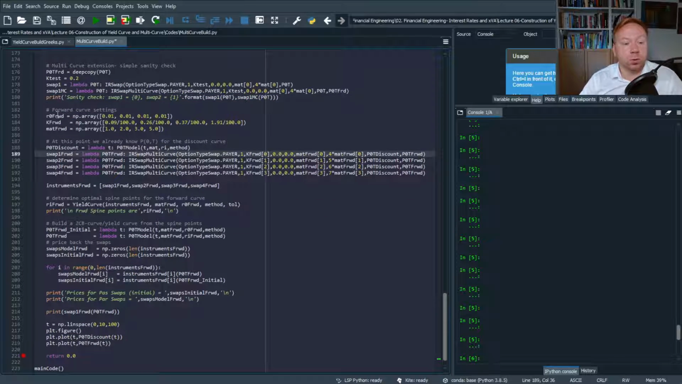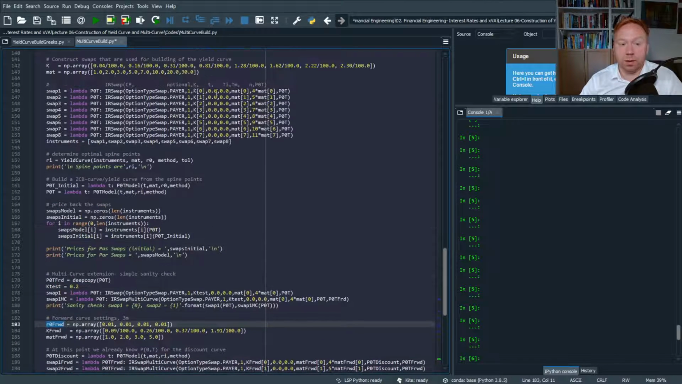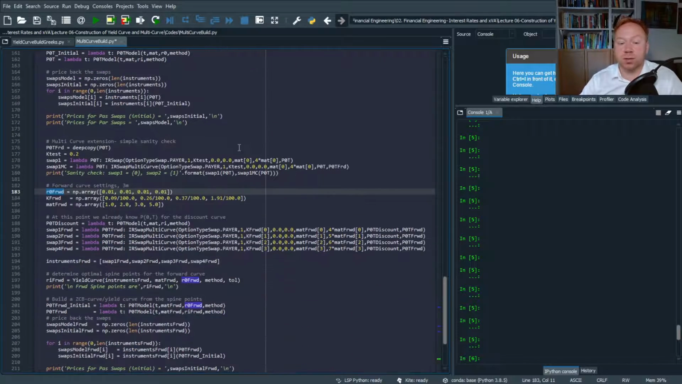Okay, so now we define 4 swaps. Those are the swaps corresponding to our new curve. Let's call this curve, let's say, 3-month curve. So we have initial guesses, which I still separated from the previous case. You see the number of instruments for this new curve can be different than what we have done for the discount curve. It doesn't need to be consistent, doesn't need to be the same. Those are just different instruments used for calibration.